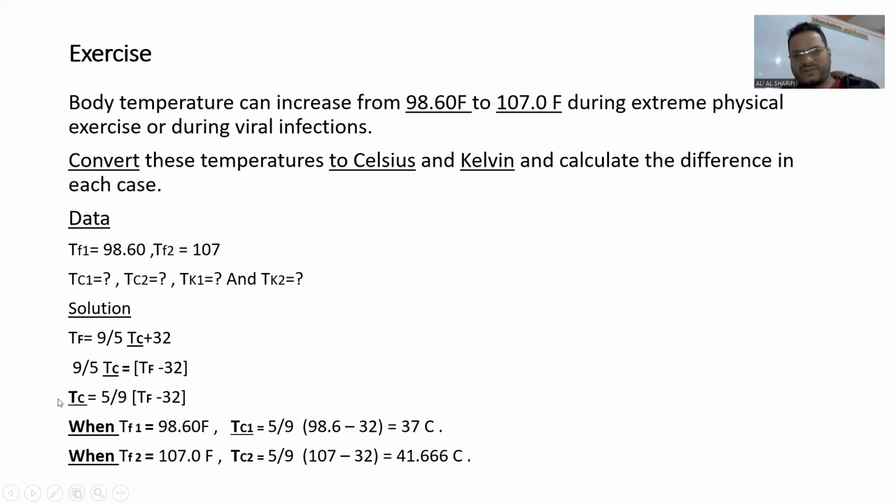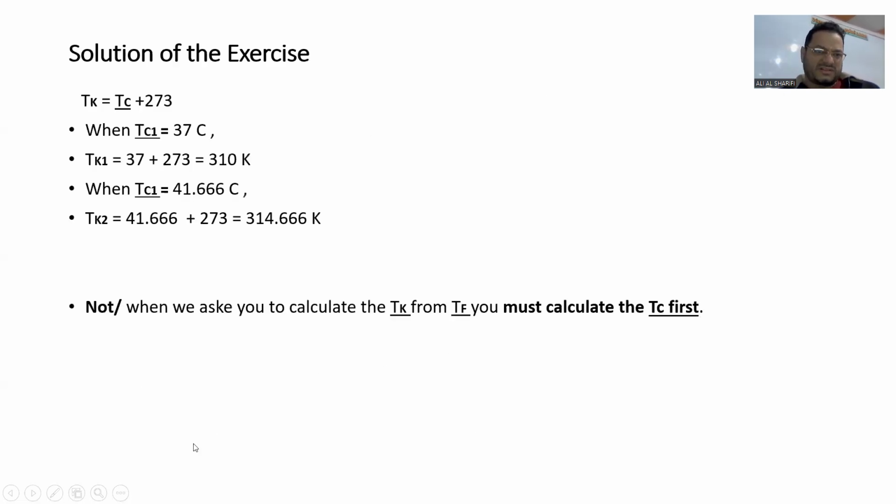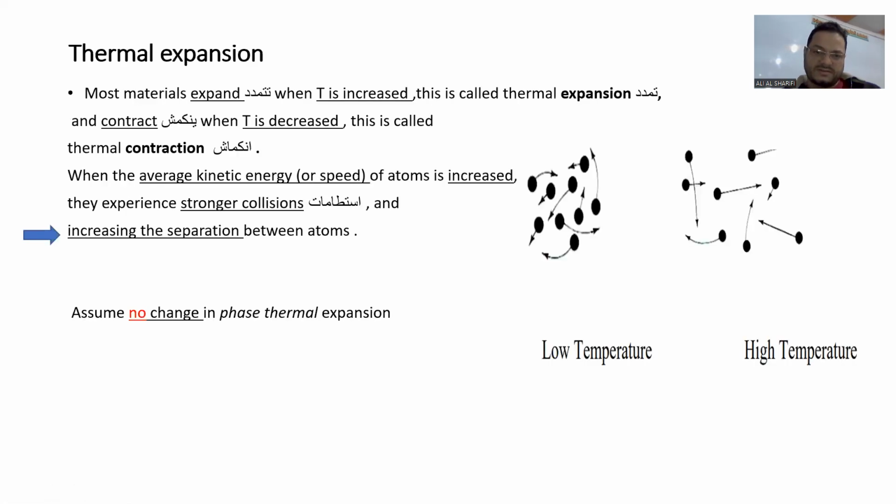By that, Celsius equals 5 divided by 9 multiplied by the Fahrenheit temperature minus 32, between two brackets. By that, you can calculate these results. And for Kelvin, like we know, it equals Celsius plus 273. By that, the room temperature is 27 in Celsius and equals 300 in Kelvin. Note that when we ask you to calculate the Kelvin temperature from Fahrenheit, you must calculate the Celsius temperature first.